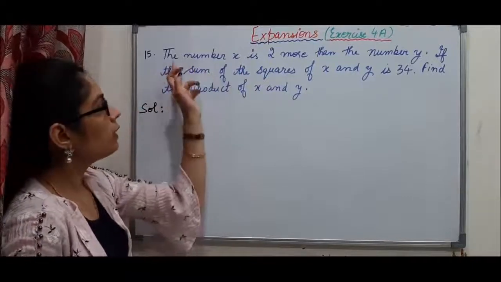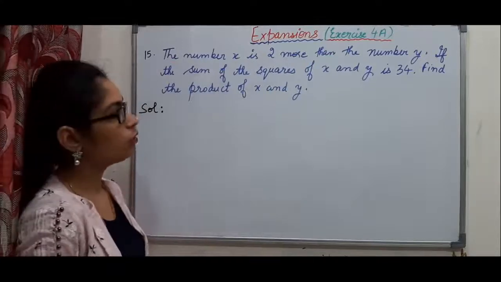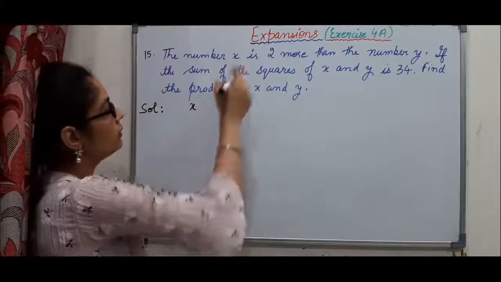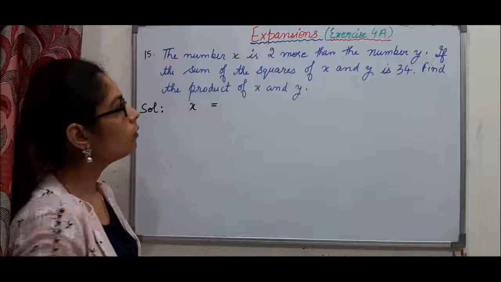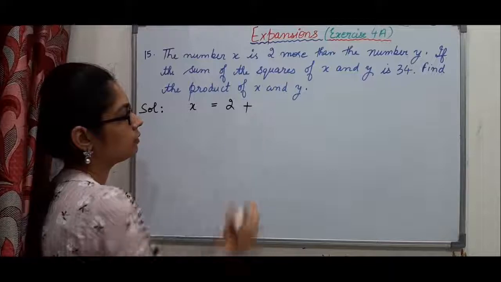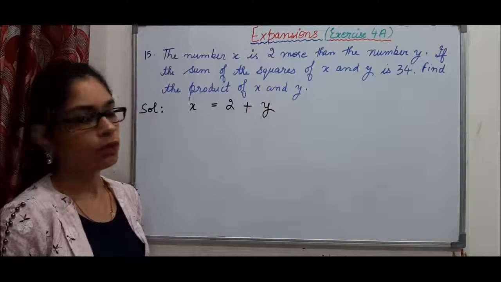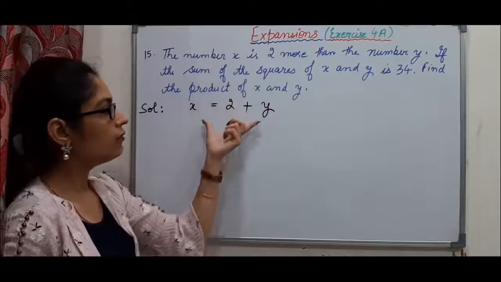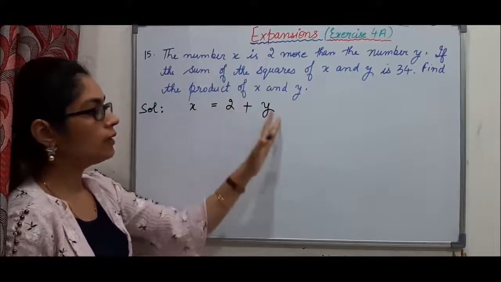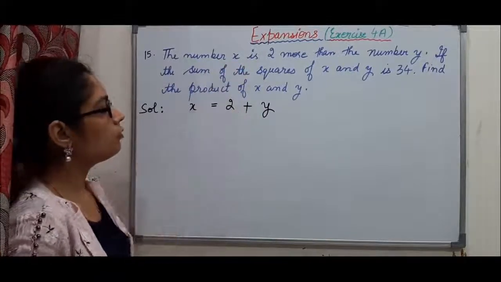It's written the number x is 2 more than number y. So we'll convert this into the language of maths. See, number x, I will write x is equal to 2 as it is more. More means plus than number y. So number y I will write. See, this whole line I have just written in mathematical form. So x is 2 more than y. That means x is equal to 2 plus y. So this is the meaning of the first one.